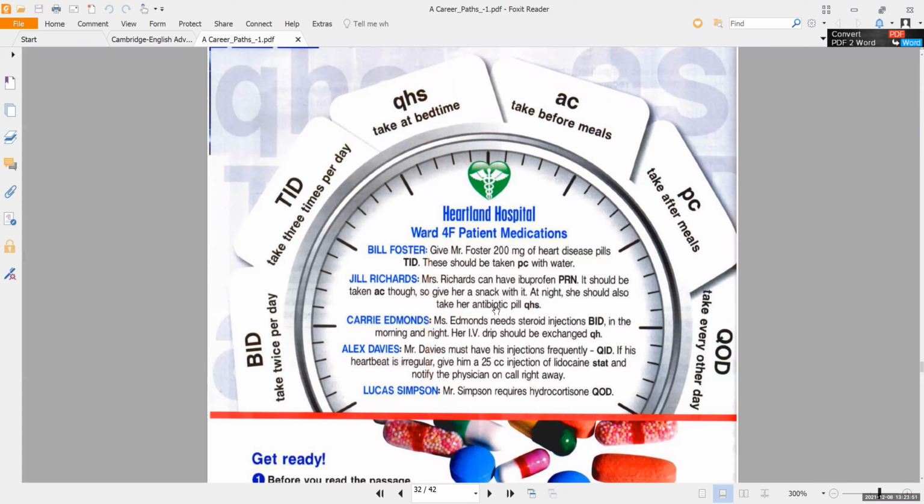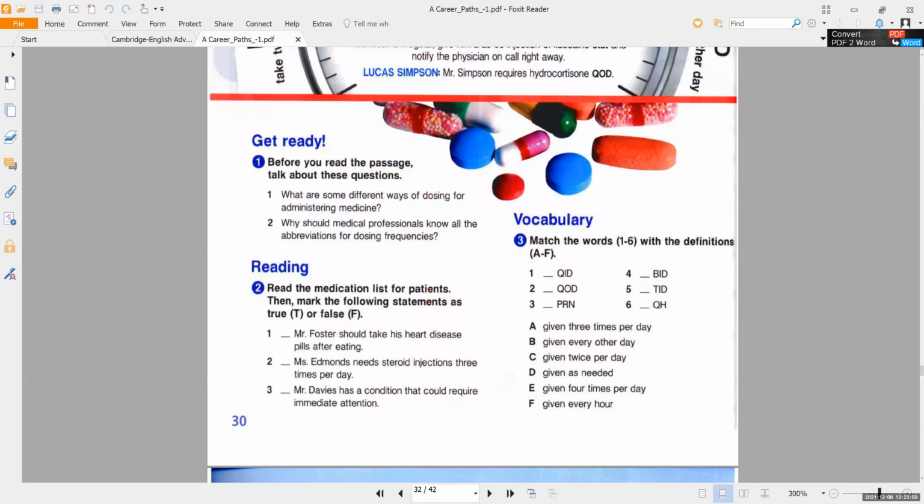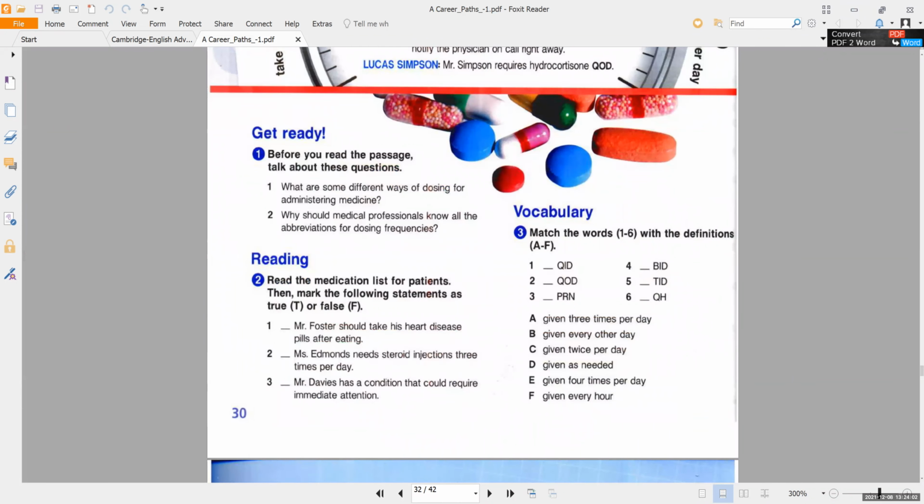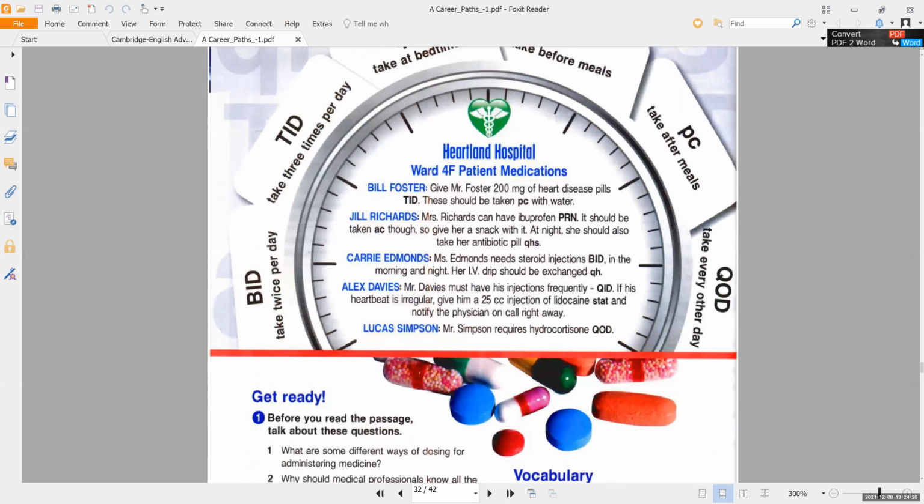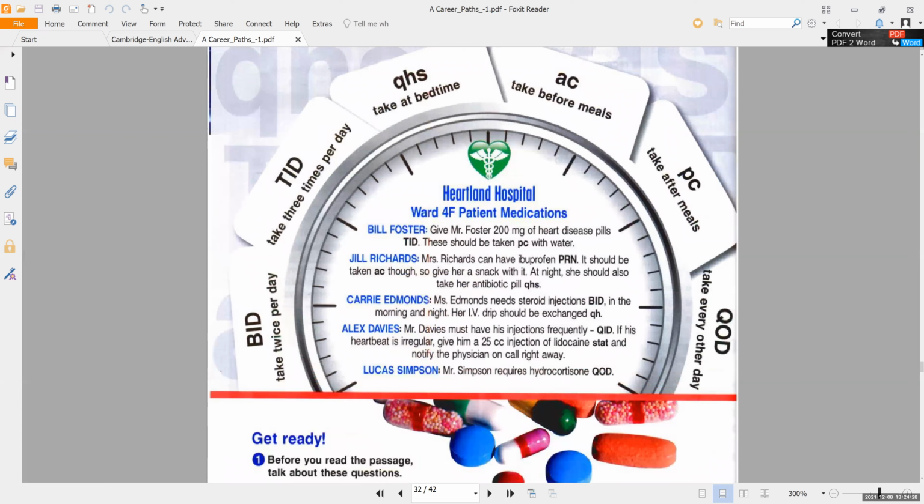Okay, so these are the 6 types of timing and the frequency of medications. Let's listen again, and then we answer the true or false. Number 1, Mr. Foster should take his heart disease pills after eating. Number 2, Miss Edmonds needs steroid injections 3 times per day. And Mr. Davis has a condition that could require immediate attention. So let's listen and then answer these questions. Listen, please.